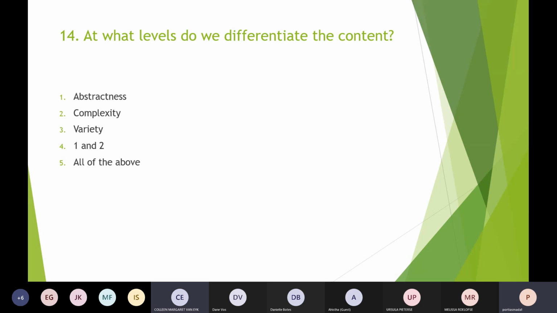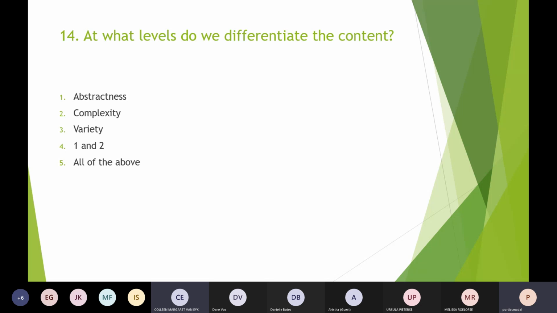Well, it's definitely number 1, 2, and 3, abstractness, complexity, and variety. So if I was to give an answer to this question, number 4 is 1 and 2, and number 5 is all of the above. So I would say number 5, because it is definitely 1, 2, and 3, and number 4 says 1 and 2. So I would say number 5.